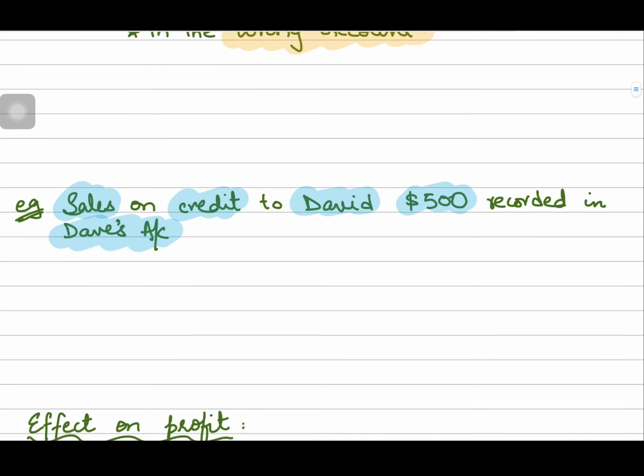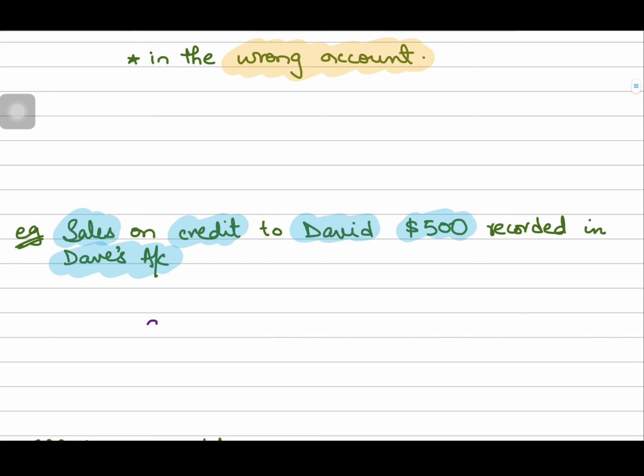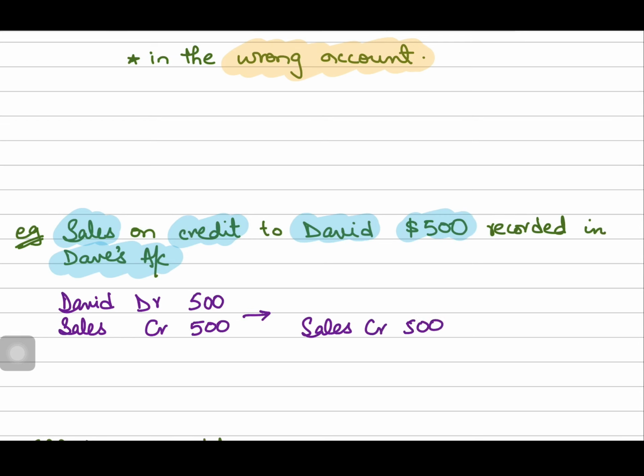How? Now, how were we supposed to record this transaction? I should have credited my sales account to show an increase in income or a decrease in inventory. So sales should have been credited by 500 and David should have been debited by 500 as well to show an establishment of a debtor. However, what have I done? I have correctly credited my sales account. Why? Because the error doesn't say anything about sales. So this means that the second part of the double entry is correctly recorded. However, instead of debiting David, I have debited Dave's account by 500, right?